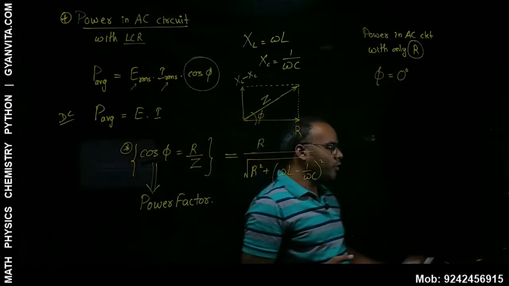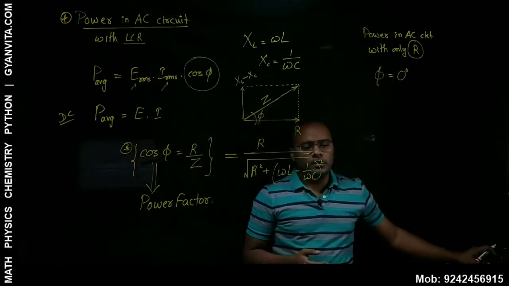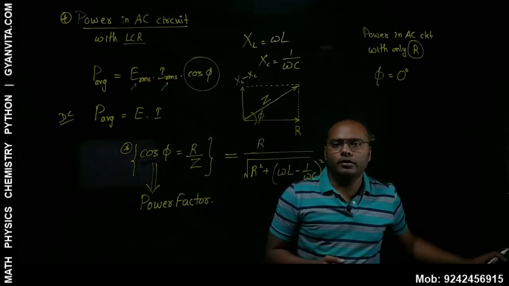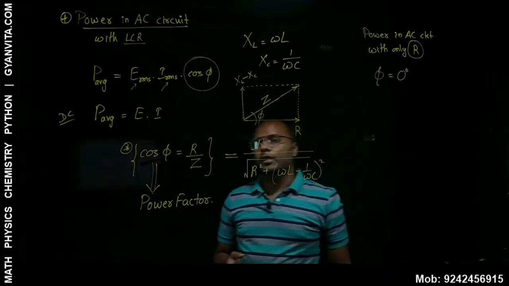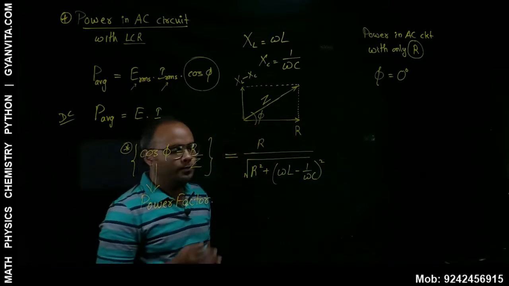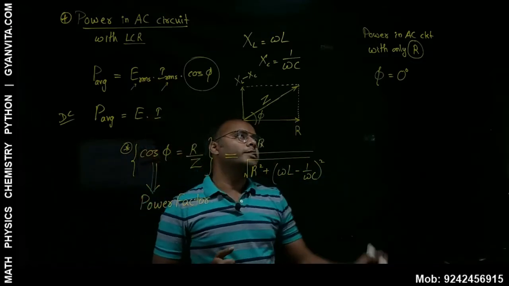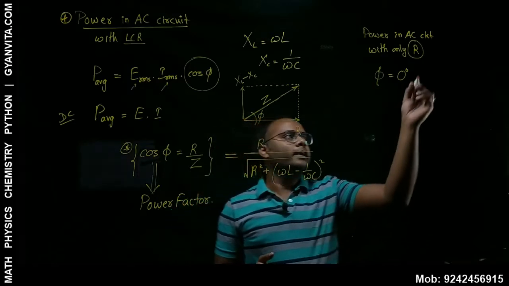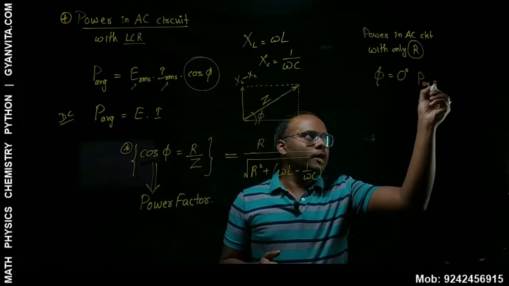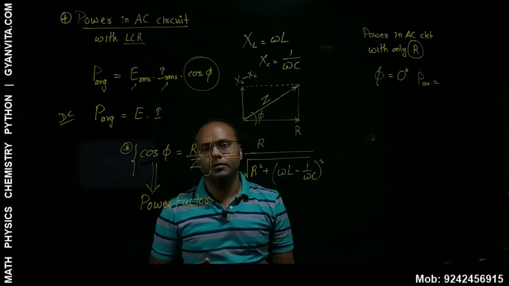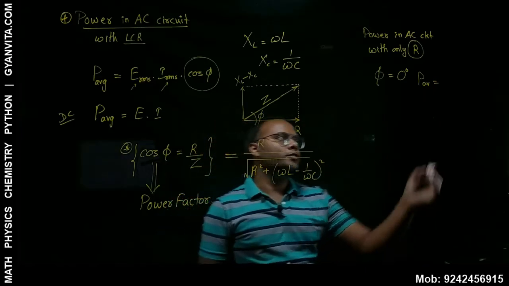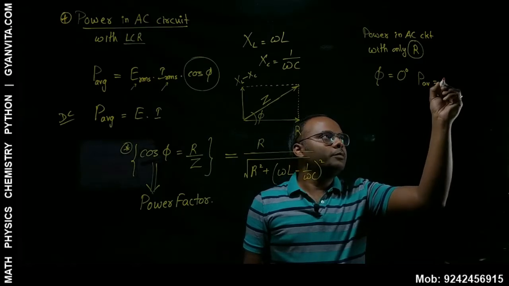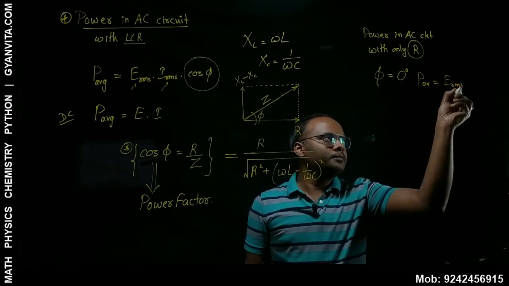This is something which we already know, because in circuits with only resistance, we know that it is a pure resistive circuit, and in a pure resistive circuit, this phi will be equal to 0 degrees. So if it is only R, then phi will be equal to 0. In that case, this average power will be equal to what? This will be equal to ERMS into IRMS, because cos phi will be 1. So this will be equal to ERMS into IRMS.